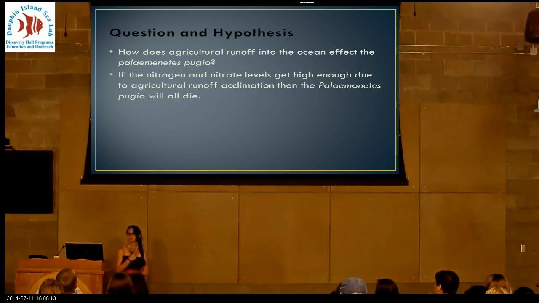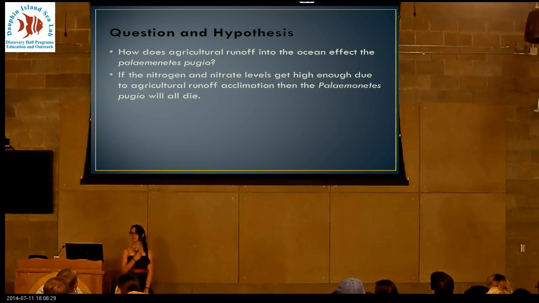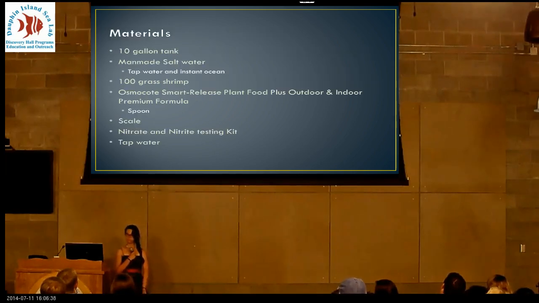My question was, how does the agricultural runoff into the ocean affect the Paleomontes plugio's death? My hypothesis was if the nitrate and nitrite levels get high enough due to the agricultural runoff accumulation, then the Paleomontes plugios will all die.